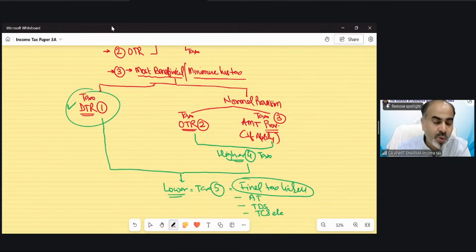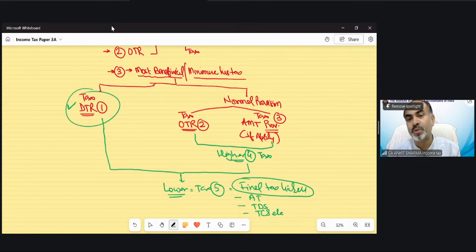But let me tell you, the probability of this kind of question is very high in the examination. So generally they ask either to calculate tax under both methods, which is most beneficial to the assessee. But in those cases I have seen, generally AMT provisions are not applicable. So either you need to take tax as per DTR and tax as per OTR, and the lower would be your correct answer. But we will go through these kinds of questions also in this chapter. So this is technically the summary of the chapter.